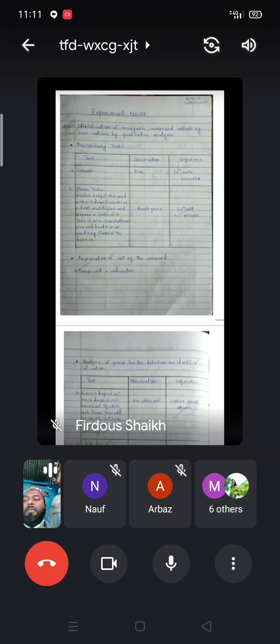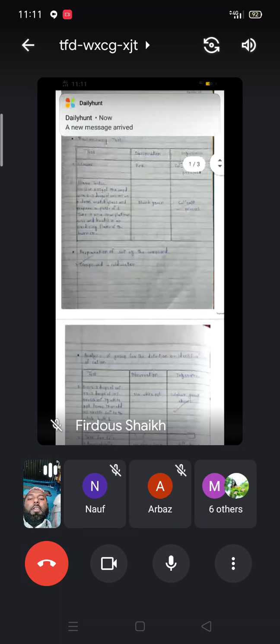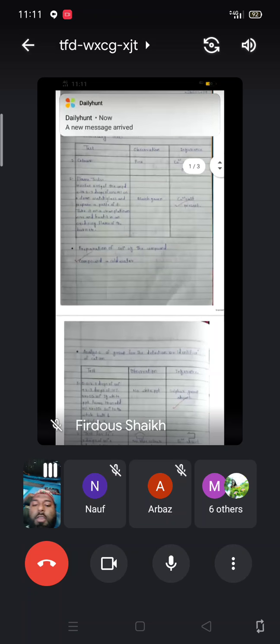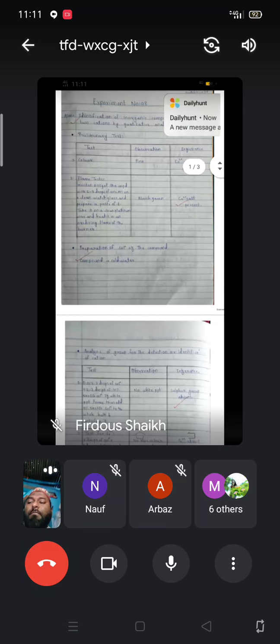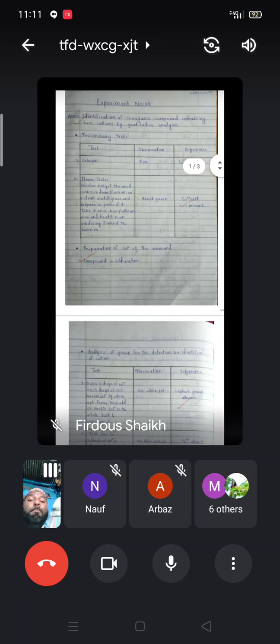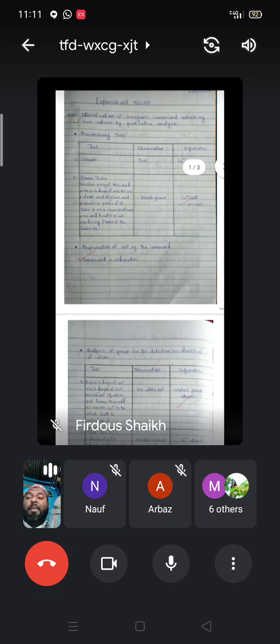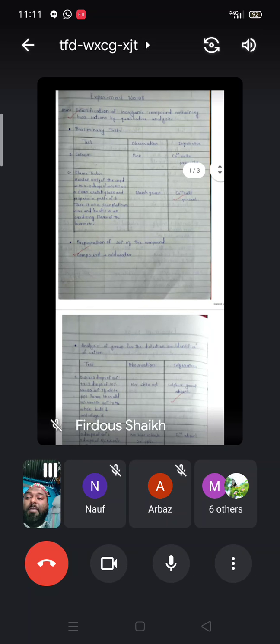For the flame test, we are taking the compound on a platinum wire and heating it in the oxidizing flame. You will observe a different color of the flame here. A bluish green color is observed, which indicates that a copper salt may be present.